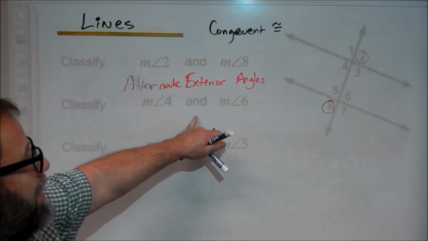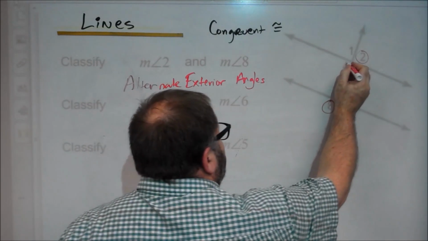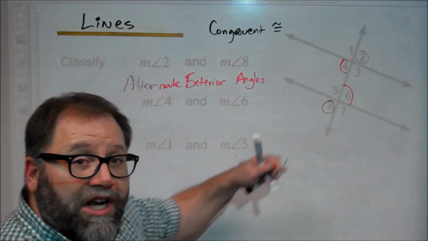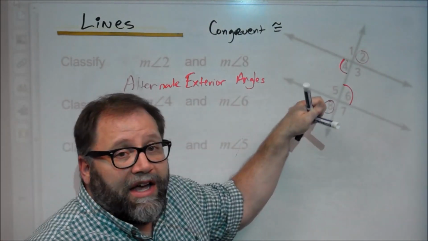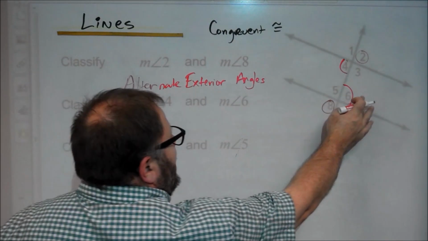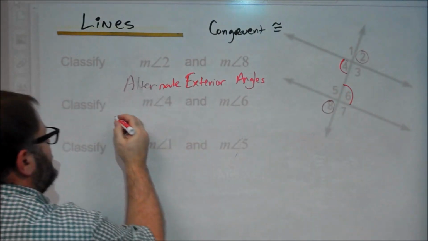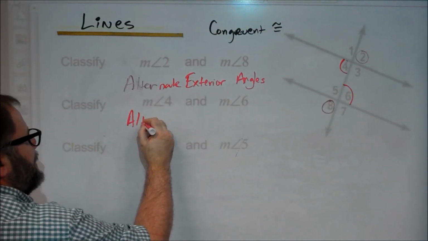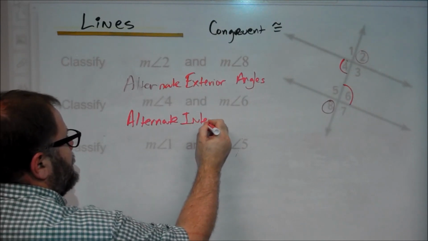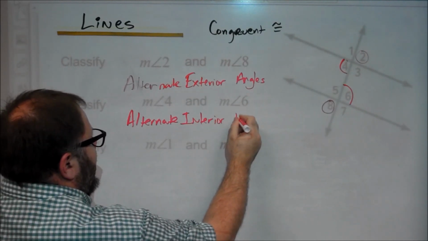Now I've got angle 4 and angle 6. I got the red 4 and the red 6. Let's check location. Are they inside or outside? They're definitely inside. Are they on the opposite sides of the transversal? Yes, which makes them alternate interior angles.